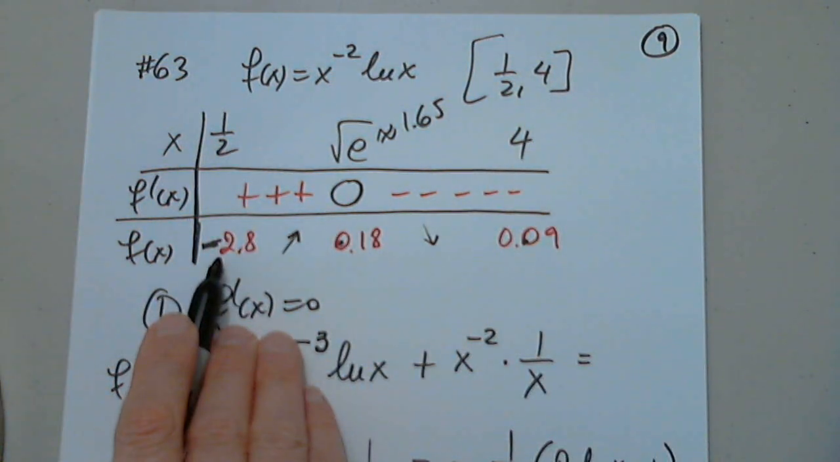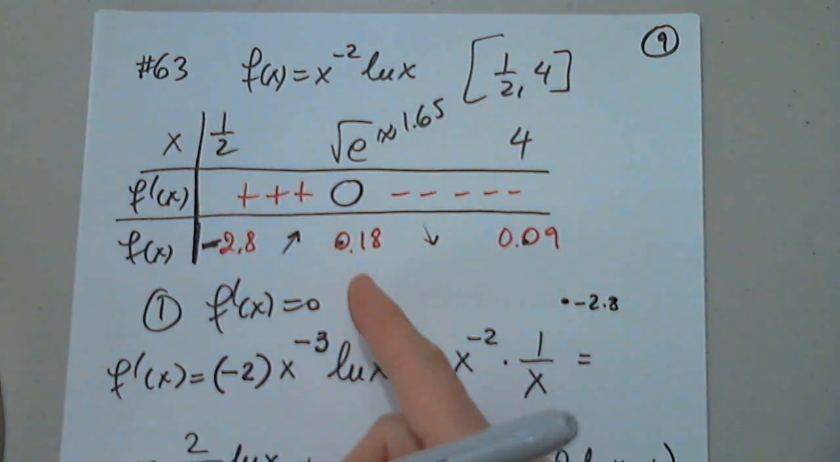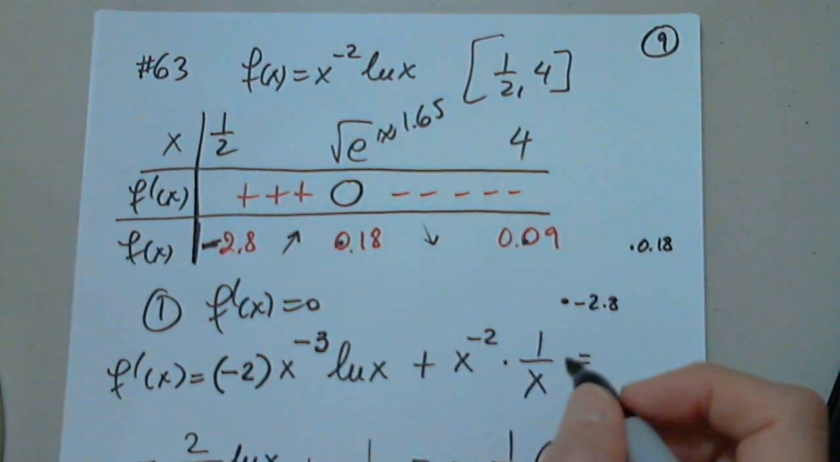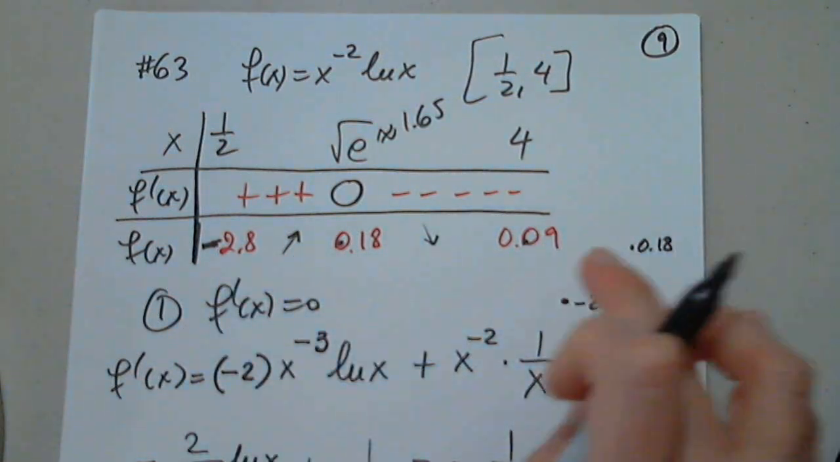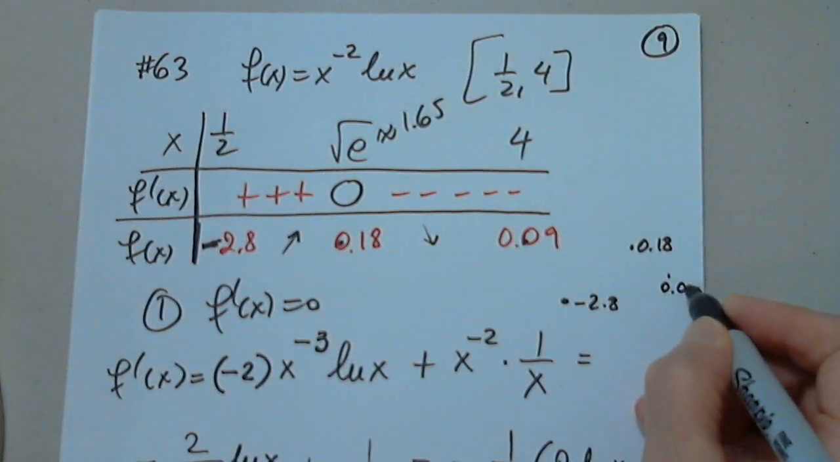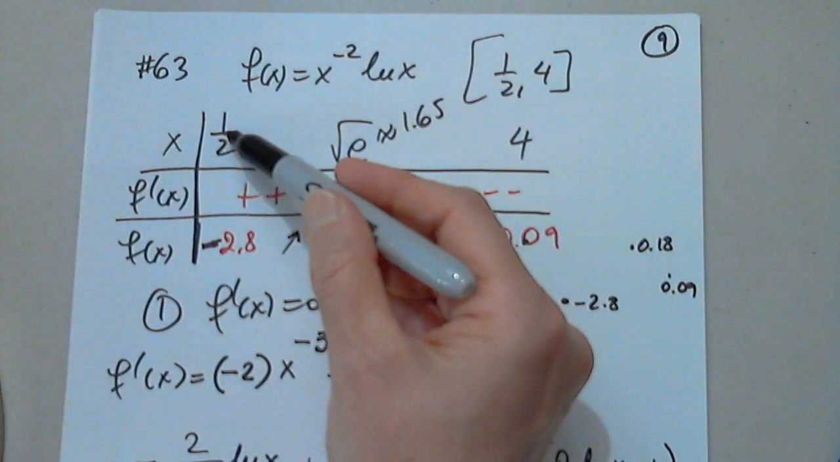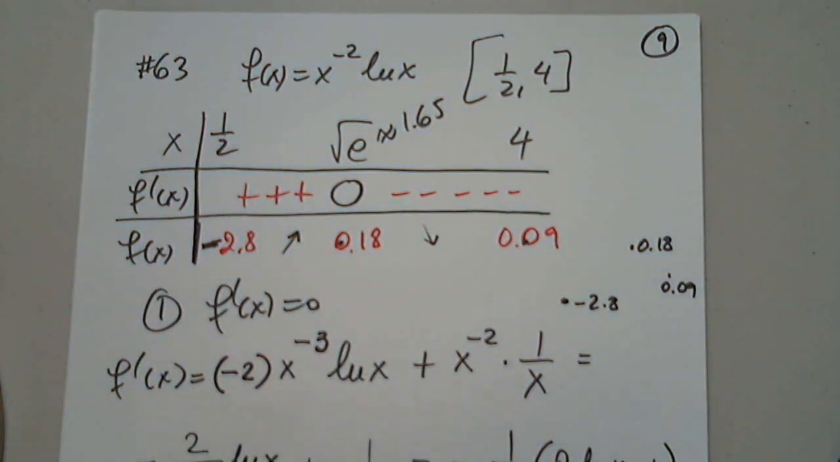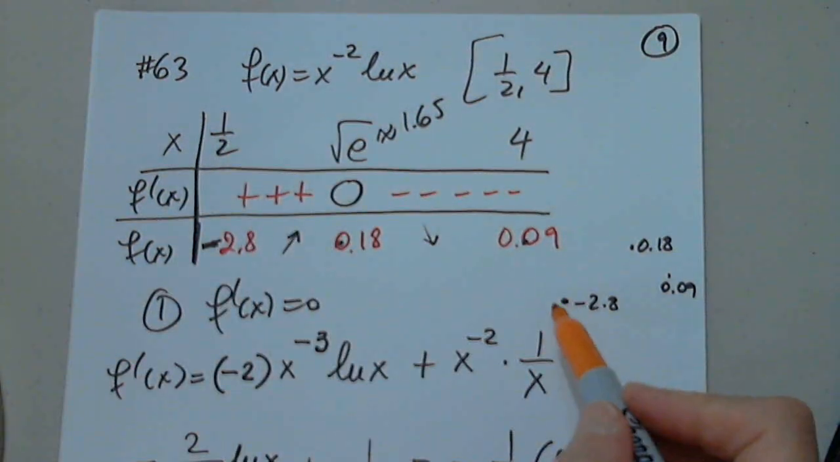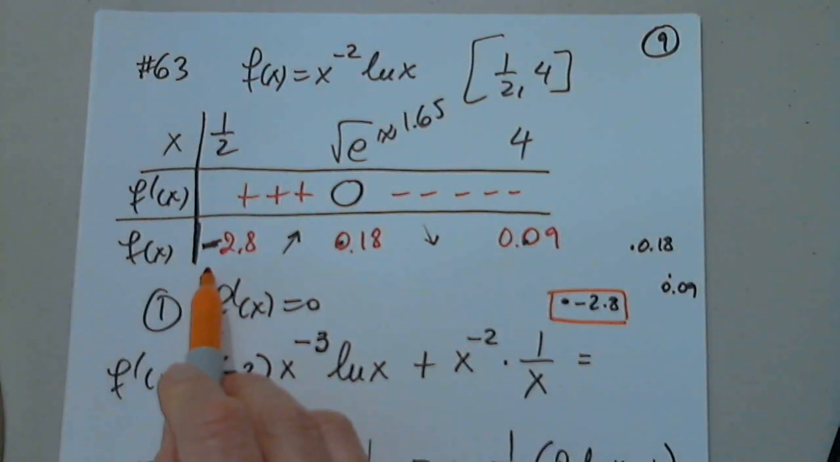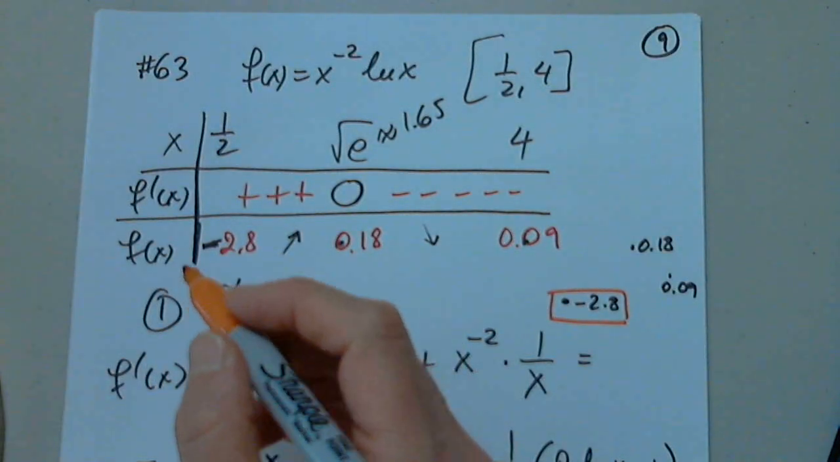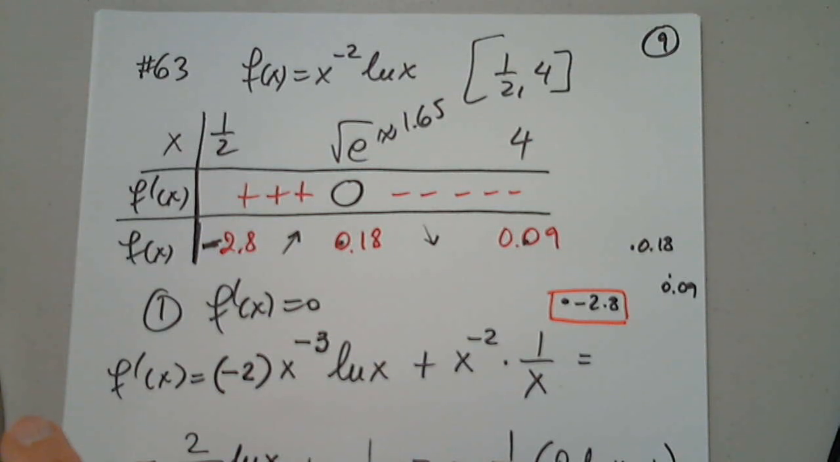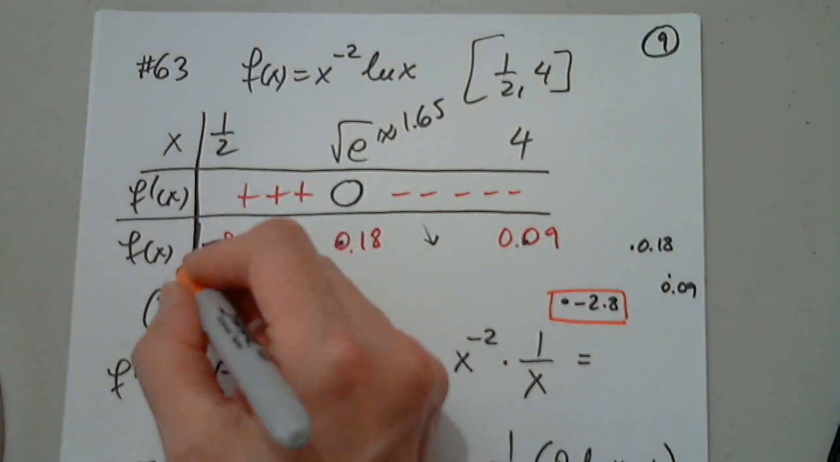It's easy if you see negative 2.8, 0.18, the altitude negative 2.8, the altitude 0.18, and the altitude 0.09. What type of point is 1/2, comma, negative 2.8? A minimum? Yes, but it's what type? Absolute. Yes.